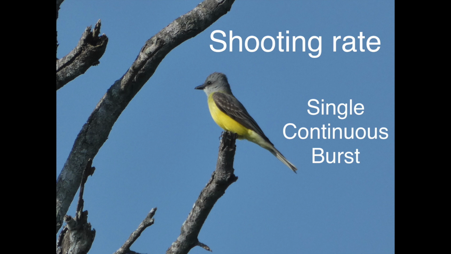Otherwise, I opt for the continuous rate instead. This photo of a western kingbird was taken with a Panasonic FZ80 at 1200 mil plus another 1200 mil of digital zoom, making it 2400 mil.